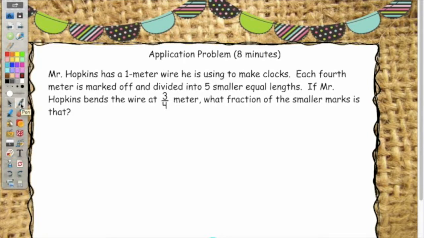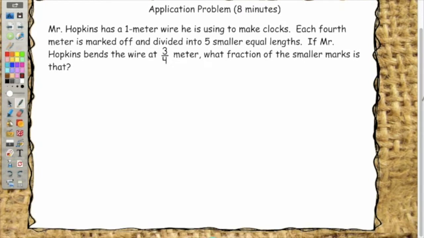Okay, let's take a look at this. First thing I want to do is read it, then we're going to put a box around what we think is important. Mr. Hopkins has a 1-meter wire he is using to make clocks. Each 4th meter is marked off and divided into 5 smaller equal lengths.